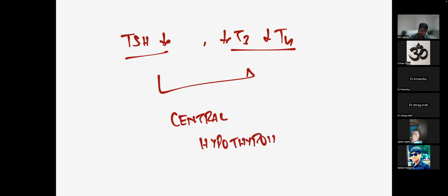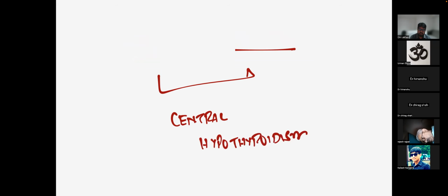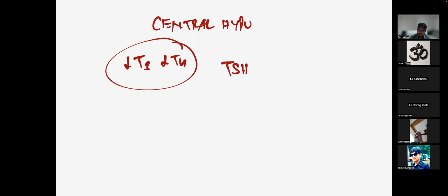But in real life scenario, this often does not happen. In real life scenario, central hypothyroidism, how does it look like? You will have low T3 and low T4, right? And when I say T3, T4, you could also equate that to free T3 and free T4. So I'm not separating those two. So you'll have low T3 and low T4, but the TSH can be low, can be normal, or sometimes even high.